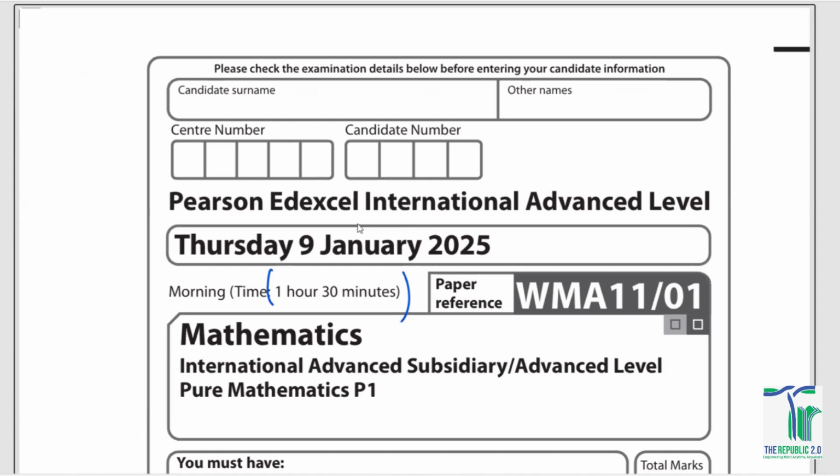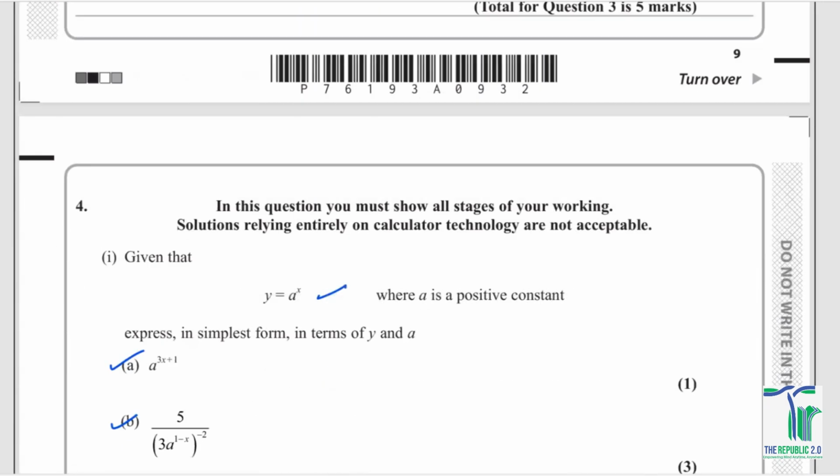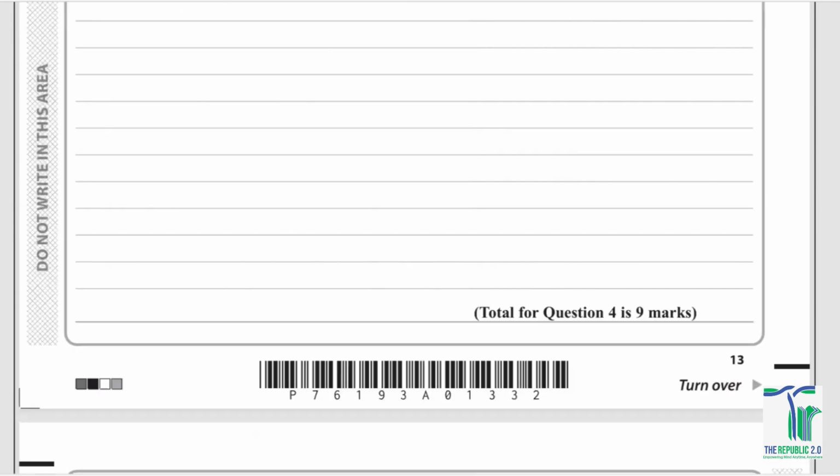2025 Edexcel Paper 1. So we're going to restart from question number 6. The first 5 questions have already been uploaded. So we'll restart with question number 6.